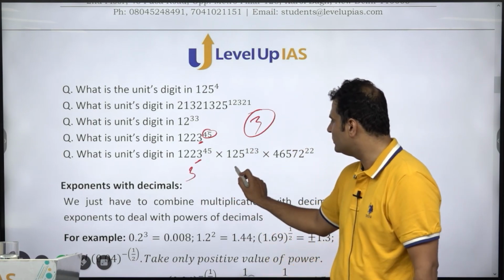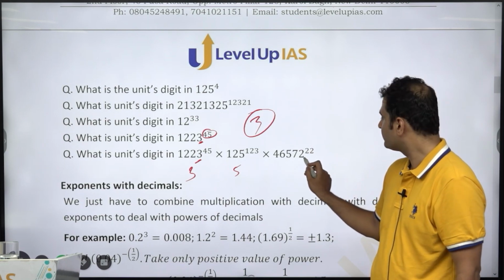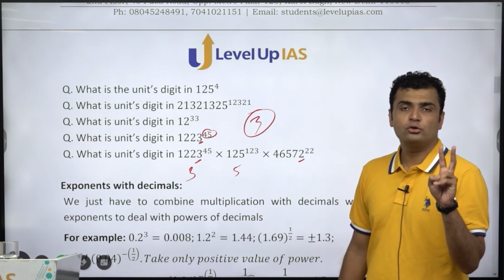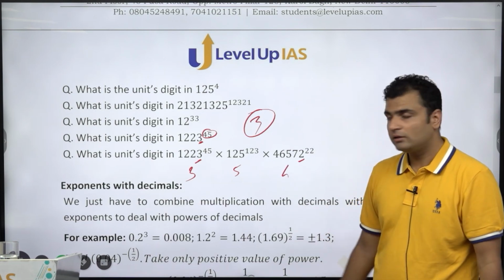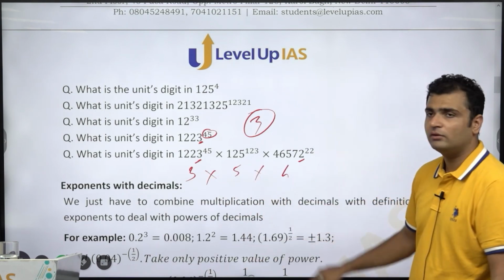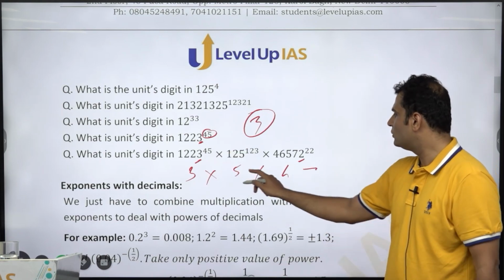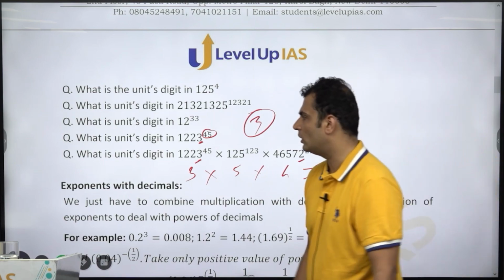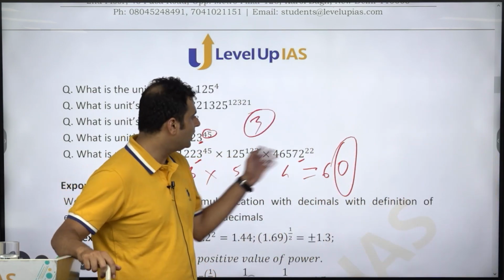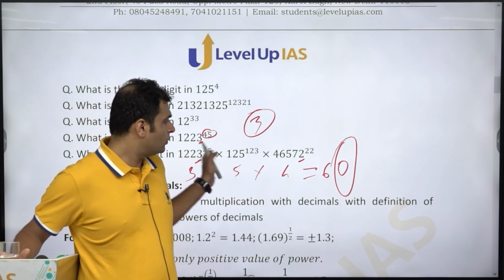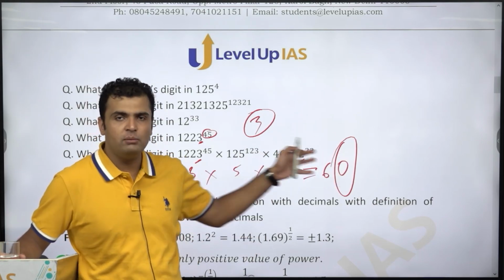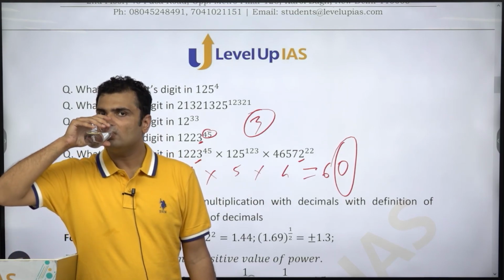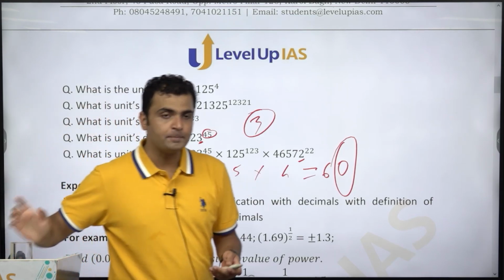Here 5 raised to anything, units place is 5. And here 2 raised to 22. If you divide 22 by 4, remainder is 2. So units place is 4. Right? So units place of this product is product of these units places. 5 into 4 into 3, which is 60. Units place is 0. That is all. But even if we are given multiple powers in multiplication format, you can just find out the units places individually and multiply those units places to find out the units place of the product. Fine.